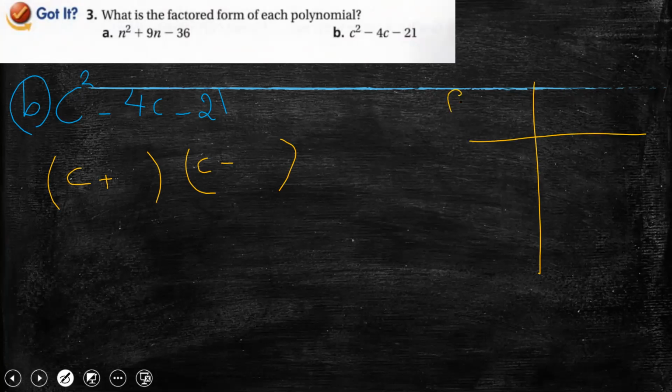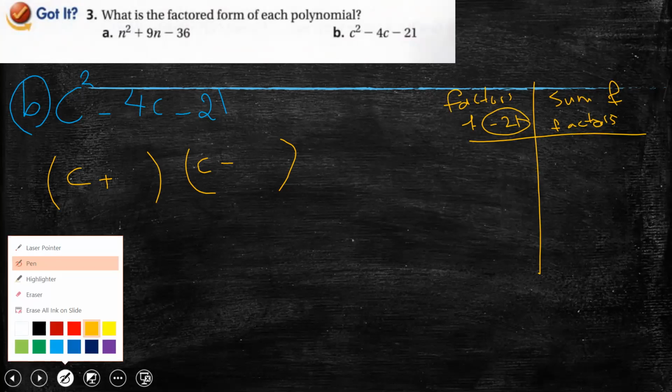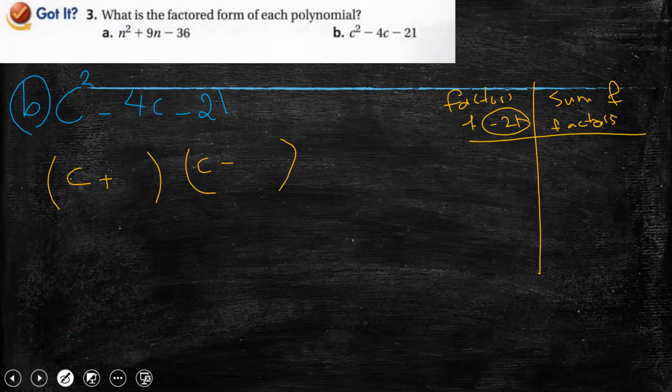I will put here the factors of negative 21 and then the summation of the factors. Now let's write the factors of negative 21. As I told you, it must be positive and negative. Positive 7, negative 3. Negative 7, positive 3. What else?